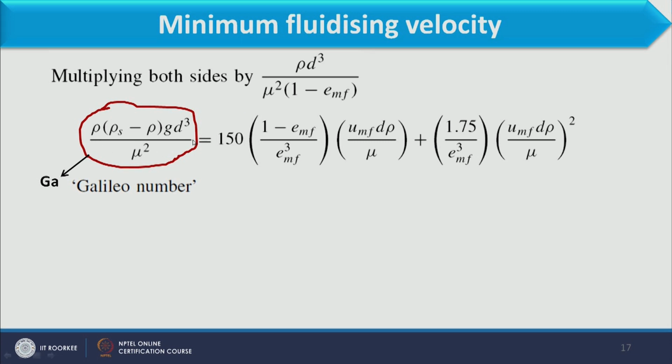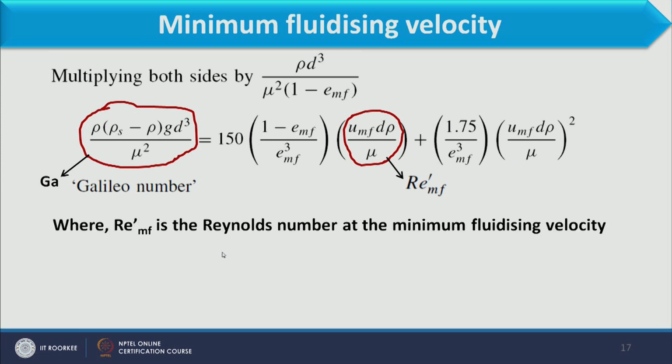Galileo number is defined through these parameters, and similarly if we consider this other expression, what is this? That is nothing but the Reynolds number at minimum fluidization condition. Because here we have minimum fluidization velocity, accordingly the Reynolds number would be at minimum fluidization condition. So, what we are doing here is converting the whole Ergun's equation at minimum fluidization condition into dimensionless form.